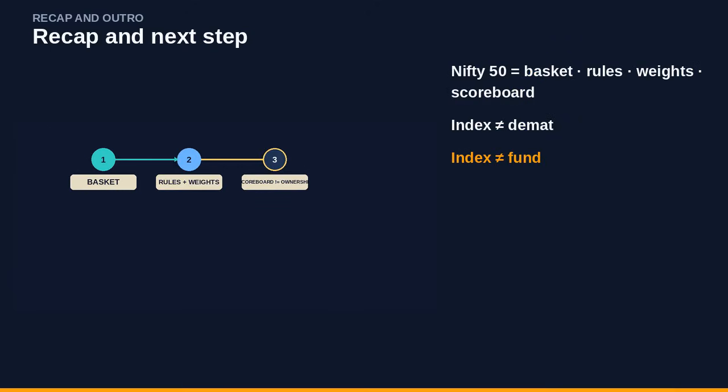Nifty 50 is a 50-name NSE basket under published eligibility, free float market cap weights, and periodic review, published as a scoreboard level, not demat cash and not a mutual fund by itself. Watching the level is information. Owning the exposure is a separate product or share decision.